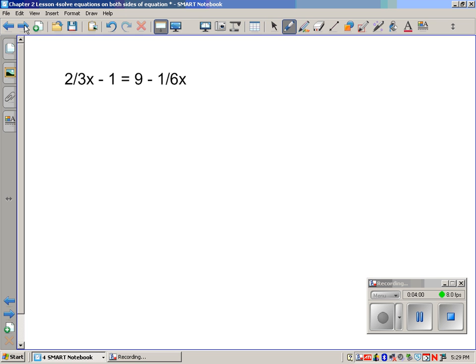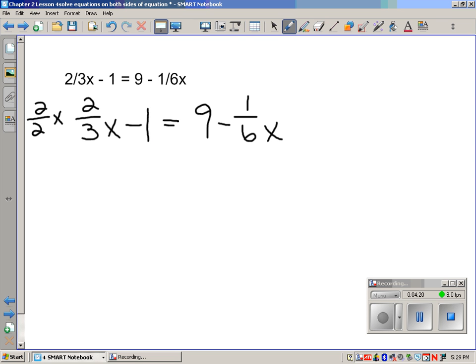First, we're going to rewrite this. We have 2/3 x minus 1 equals 9 minus 1/6 x. Let's look for common denominators. 3 and 6. We can change the 3 into a 6 pretty simply by multiplying it by 2. So we're going to multiply the top and the bottom by 2. 2 times 2 is 4, and 3 becomes our 6. Don't forget our x there. Minus 1 equals 9 minus 1/6 x. Now we have coefficients that we can compare.